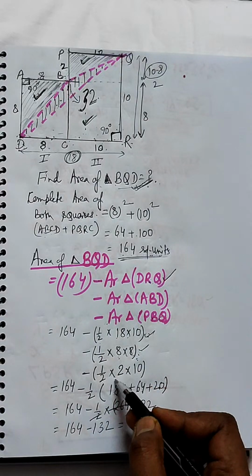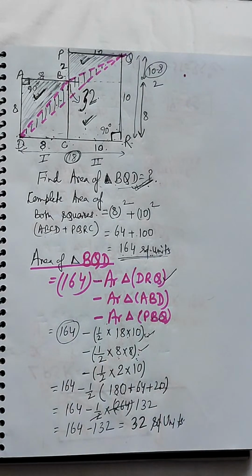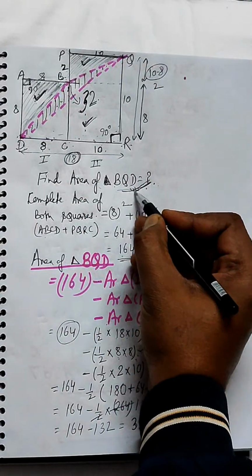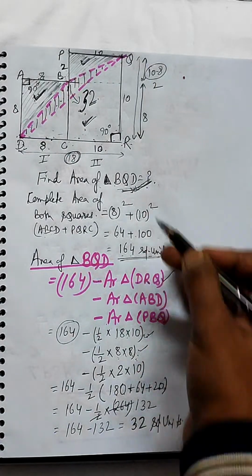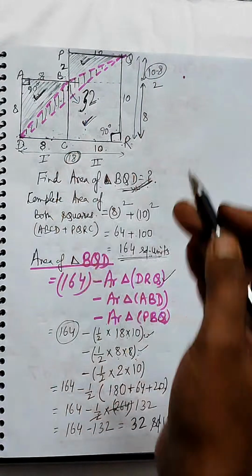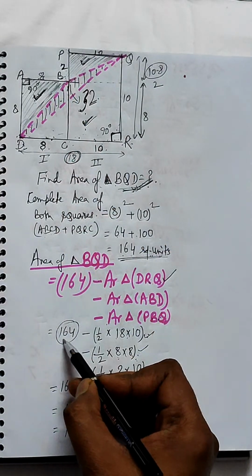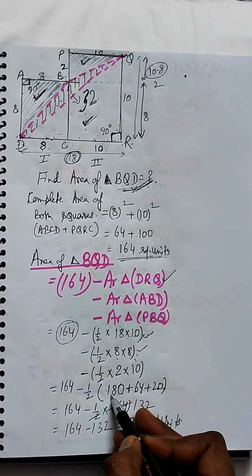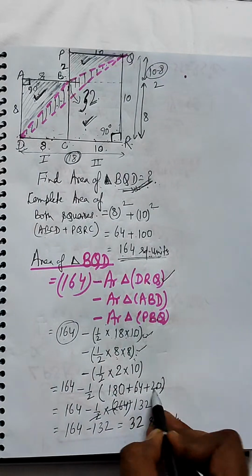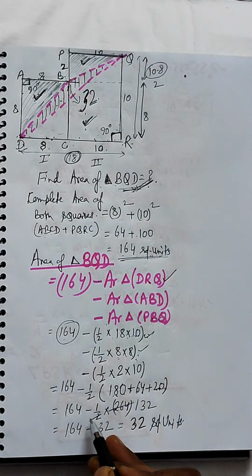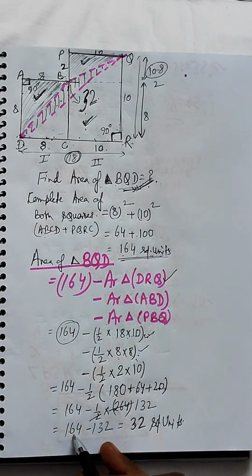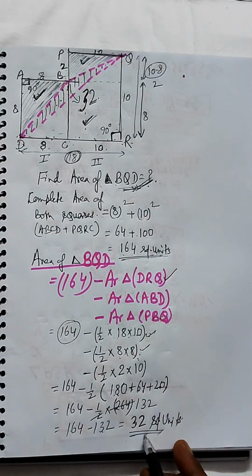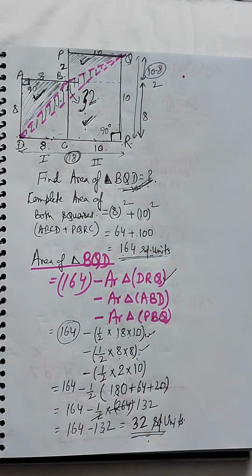So deduct all these three areas from the total area of 164 to get the area of this pink triangle BQD, right? Here we have shown the steps of how we calculated it. So 164 minus half into 18 into 10, taking 1 by 2 as common, in the bracket we are left with 180 plus 64 plus 20. So when we are subtracting 164 from 132, we are getting 32. So 32 is our answer, and this is the area of this pink triangle, right?